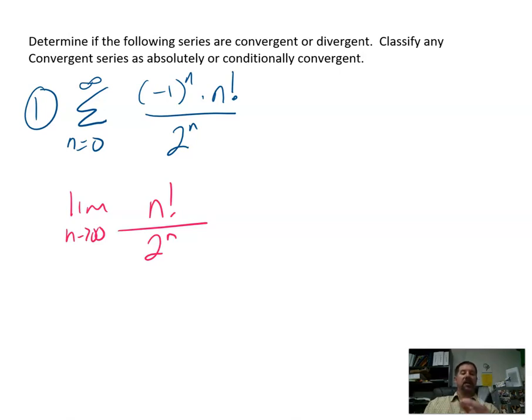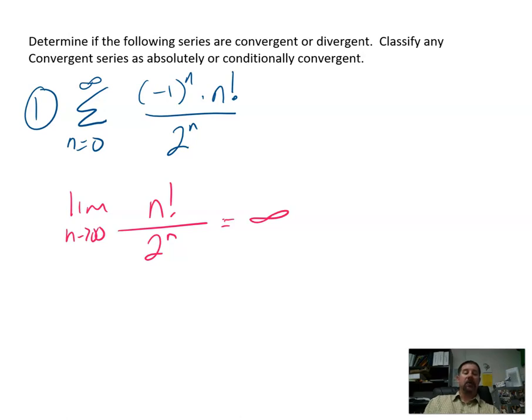That's just going to change our sign. So I care about the terms. Are my terms going to go to 0 or not? And in this case, we have talked about how factorials are going to go faster than exponentials. So the top's going to go faster than the bottom. So no, this is going to go to infinity.